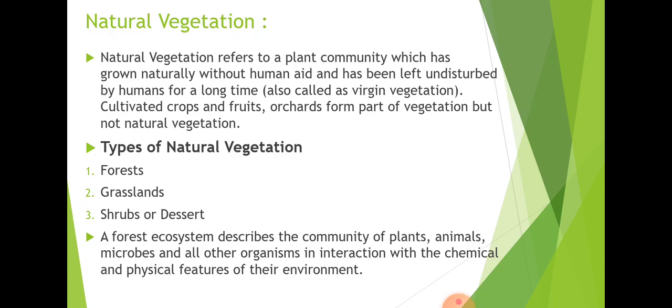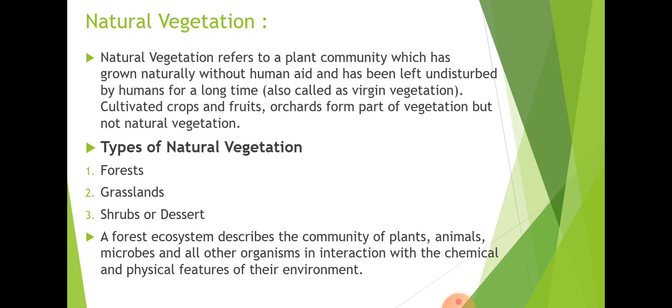So the forest ecosystem is what? It is a community of plants, animals, microbes, means small insects or small plants, and other organisms. They interact with each other and with the chemical and physical features of their environment. So basically, the forest ecosystem is the interdependency of the animals and plants with each other. That is considered as the forest ecosystem.